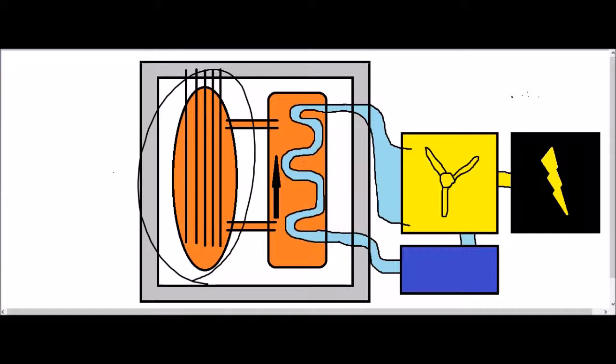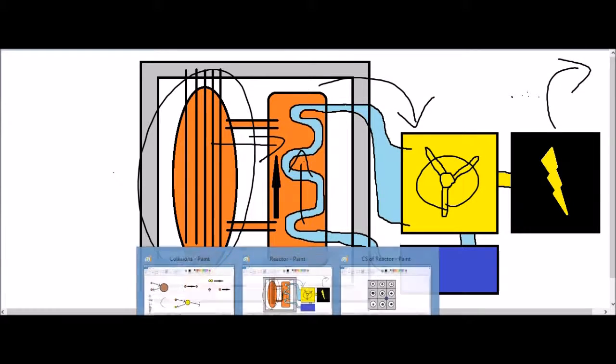Here we have the reactor. This is where the uranium nuclei undergo fission, releasing huge amounts of energy. This energy is carried by carbon dioxide molecules over here to heat up the water into steam, which flows into the generator, turns the turbine, and releases electricity.